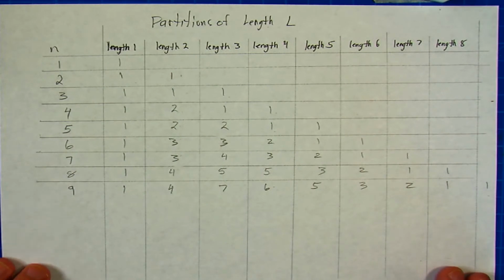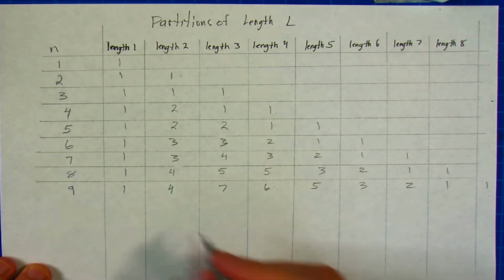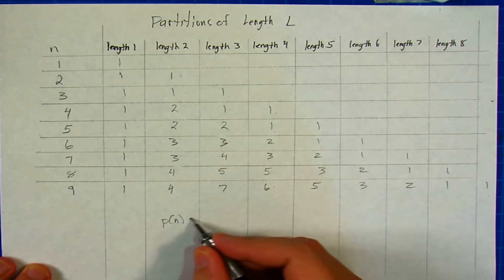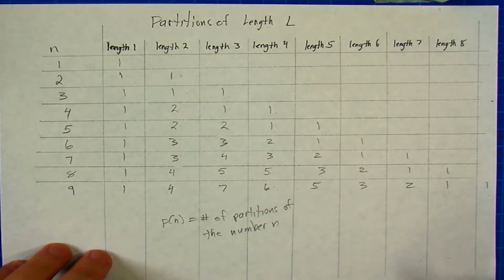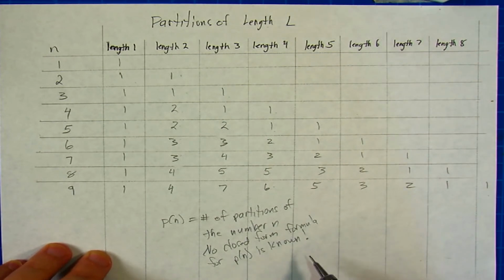It'd be nice at this point if I told you what the secret was and how to fill out the rest of the table, but unfortunately in math, some things are just not that simple. In fact, we talked about in a previous video, P of n is the number of partitions of the number n, but no closed form formula for P of n is known. In other words, we can get to it.